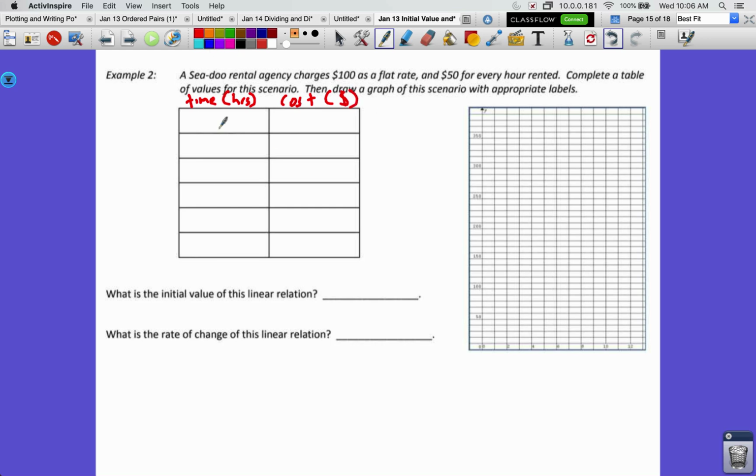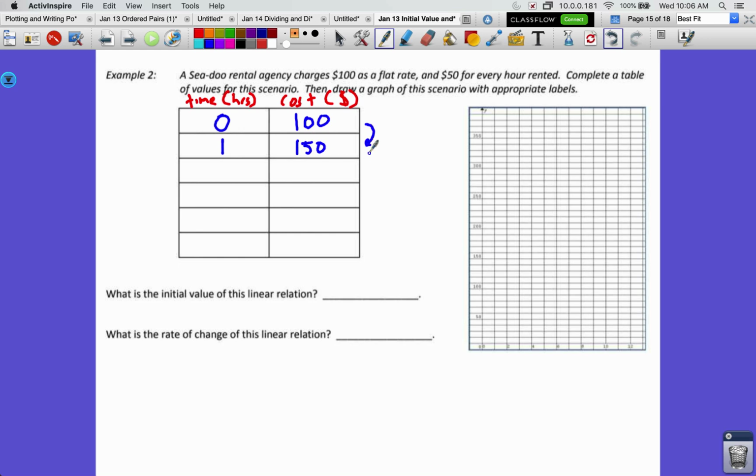All right, if you rent it, but then you return it right away, so you rent it for 0 hours, you still have to pay $100. That's what's meant by a flat rate, is that it doesn't depend on the time. So even if you check it out and immediately check it back in, they're still going to charge you $100 for checking it out. So you might as well use it. If you use it for 1 hour, you'll pay $50 for that hour plus the $100 originally for $150.